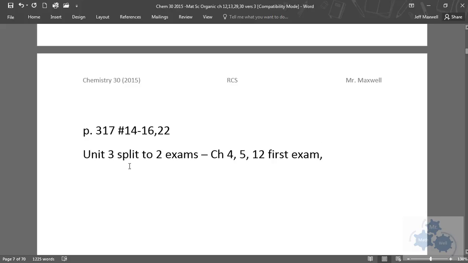And as well, Unit 3 here, the material science, is going to be split up into 2 exams. The first exam is going to be on chapters 4, 5, and 12, which we have just covered. Chapter 4 began with the history of the atom, so that assignment, that's where we started. Chapter 5 is electrons, and then chapter 12 is bonding and stuff here. So that's going to be your first exam. I'll set a date for that, but you can anticipate that coming in a week or so.